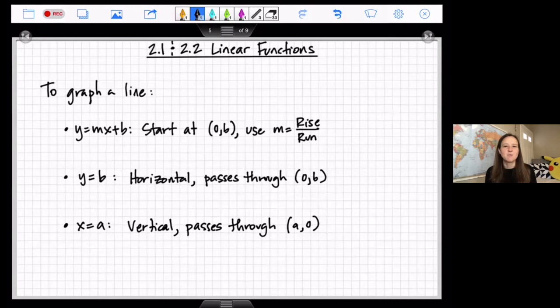In this video, I just want to review how to graph a linear function. In the last video, I ended telling you about the 4 different kinds of slope you can get for a line: positive, negative, 0, and undefined. So the positive and negative ones were the ones that have the equation y equals mx plus b.